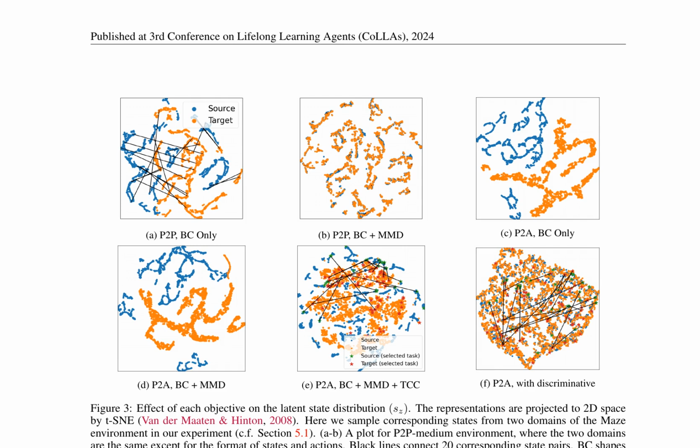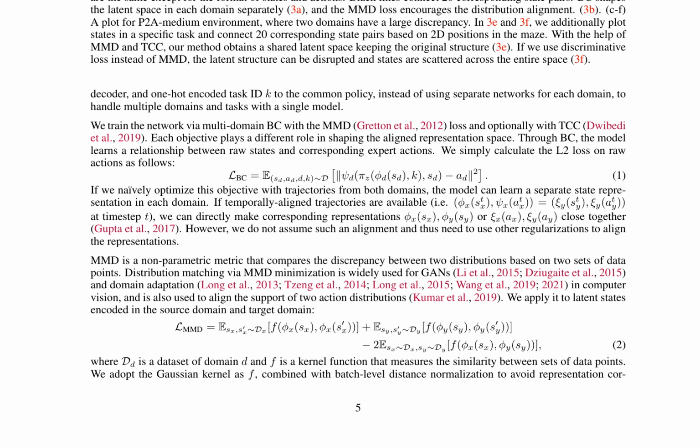The authors aim to learn a shared latent space for state representations that can be used across various domains and tasks without requiring domain-specific state information. The proposed method involves training a network with a state encoder, common policy, and action decoder. The authors use a combination of BC loss, MMD loss, and optionally TCC loss to shape the aligned representation space.